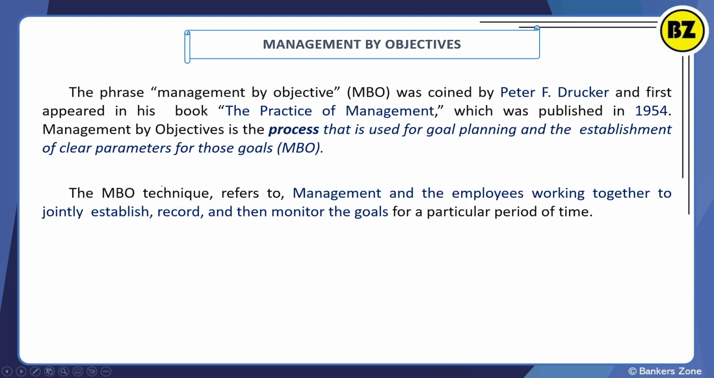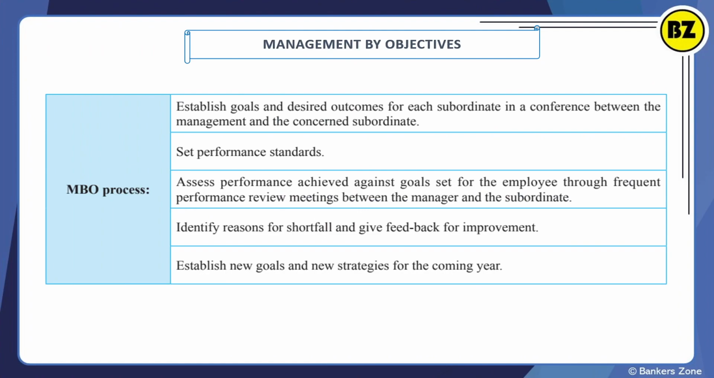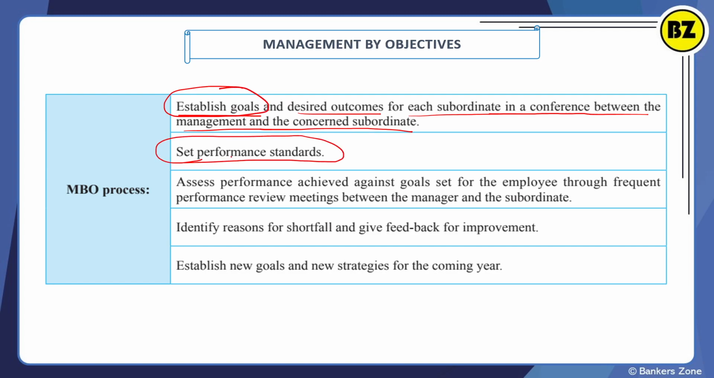Now see what you have to understand here: the MBO process. How does the process flow? First, establish the goal and desired outcome for each subordinate in conference between the management and the concerned subordinate. What is the first step in the process? Simply remember: establishment of the goal. Second is setting the performance standard.